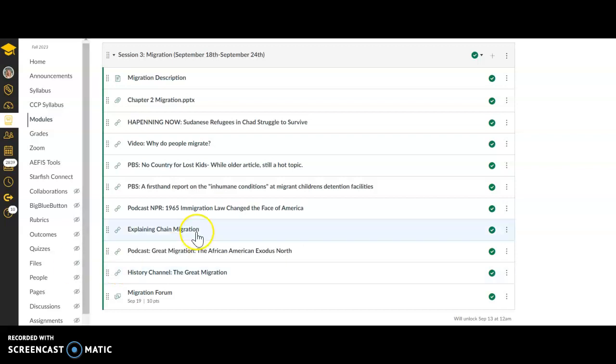So you'll see here there's a bunch of readings, additional readings. I have some fantastic articles about migration, for example, the Great Migration that happened in the United States.